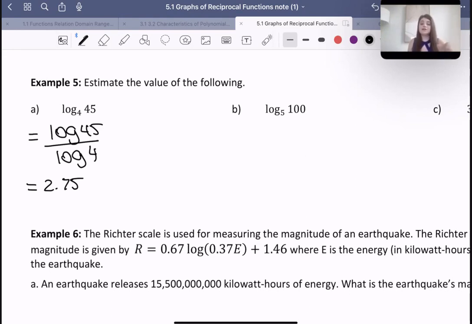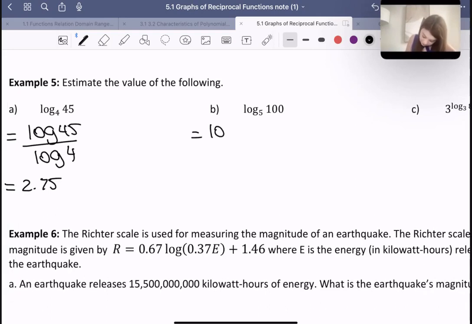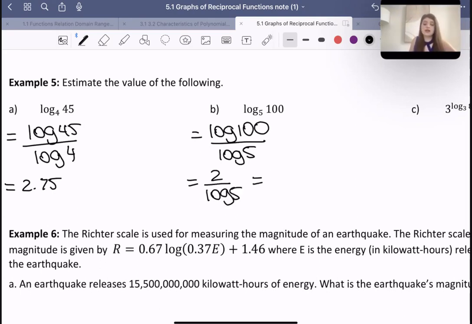Okay, let's try the same thing for this one. Here we have log with the base 5 of 100. So this is going to be log 100 over log 5. Now log 100 we know is 2, and how do we know that? Well, 10 to the power of 2 is 100. So this is just going to be 2 over log 5. Let's punch that in our calculator. 2 divided by log 5 is going to give us 2.86 approximately.